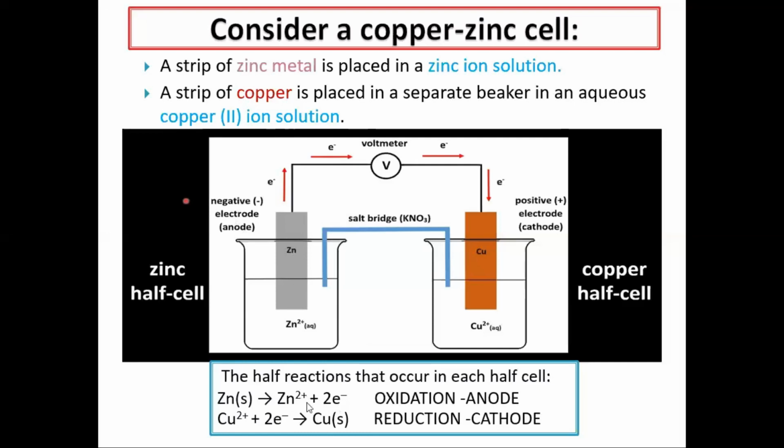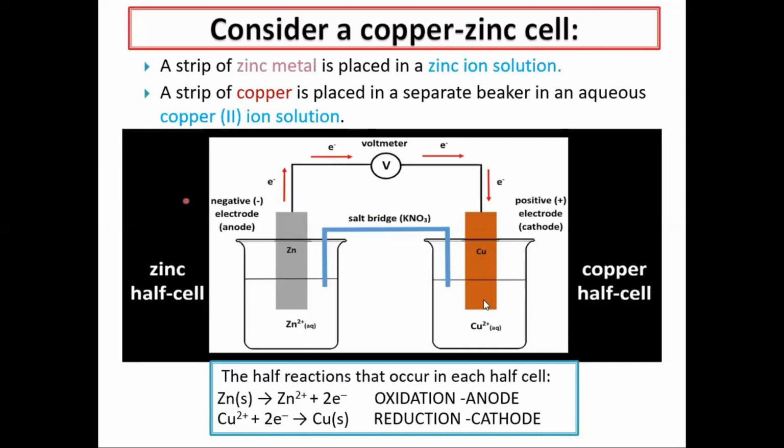Then copper receives these electrons. And then what happens? The electrons from the zinc combine with the copper ions to form solid copper. It means that the copper will increase in size. You see, it will increase in size. Why? Because it forms a solid. If it forms a solid, then the cathode is always increasing in size.